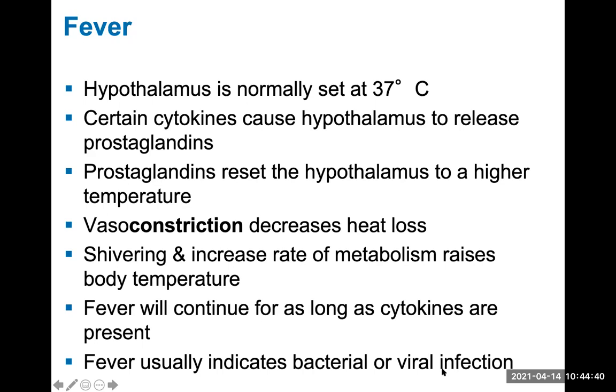We need to warm up. So vasoconstriction will happen, bringing all the blood closer to the inside of the body and less blood flow to your extremities. This is to keep it warmer, right? Decrease the amount of heat that's lost. Shivering, right? Rapid shaking of your muscles is going to produce heat. Also, speeding up the rate of metabolism is going to produce more heat. And so that's how we get more heat in our body.